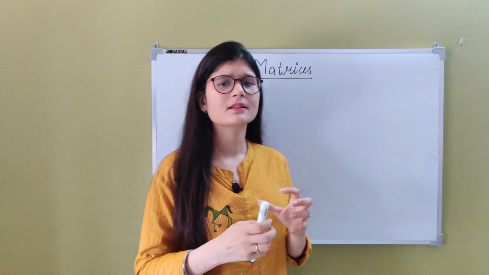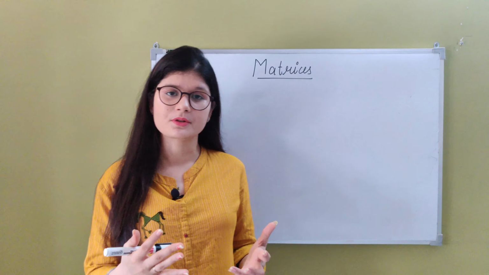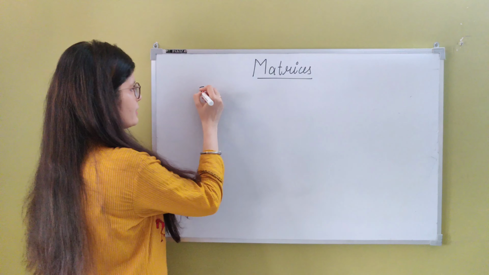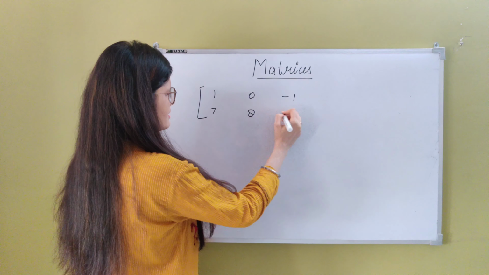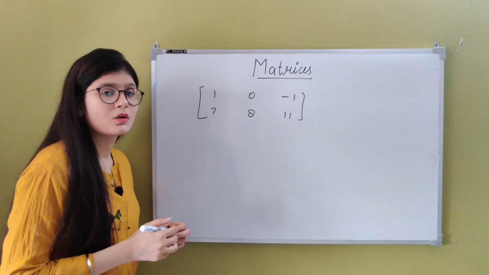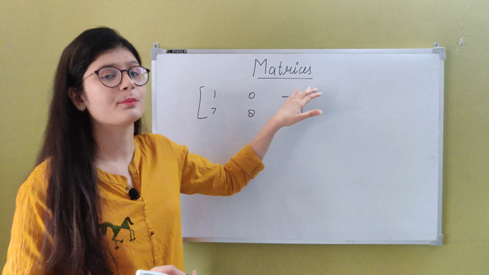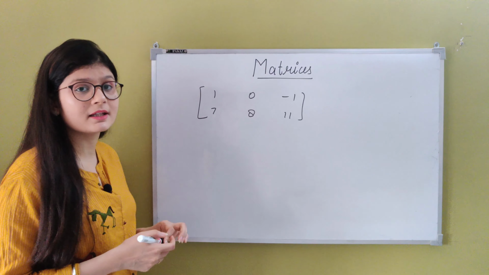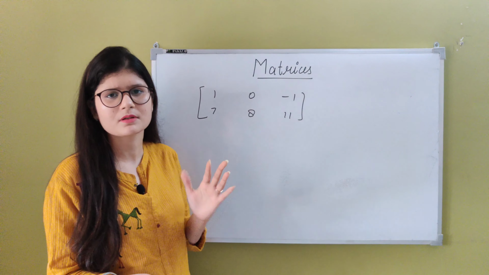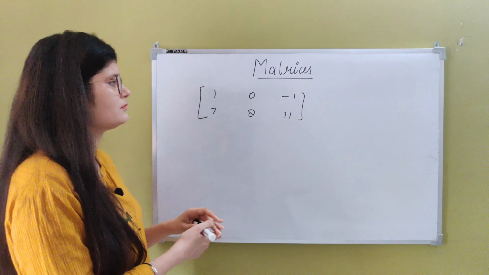Matrices. What are matrices? Matrices are the representation, or you can say the rectangular representation, of numbers. For example, I'll take 1, 0, -1, 7, 8, 11, any numbers. When you represent the numbers in a rectangular array, then it is known as a matrix. Or you can say when you represent the numbers in rows and columns. These are just different ways to pronounce it.